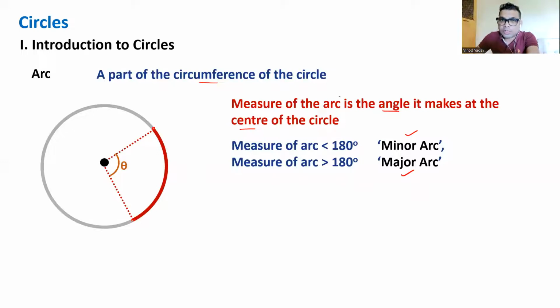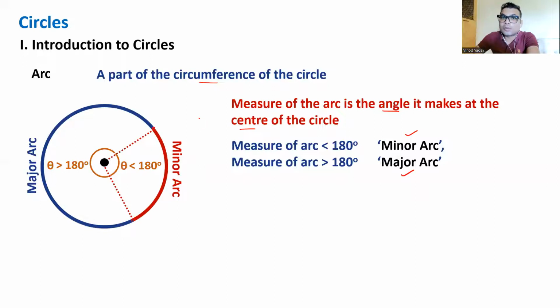So till now, what are we learning? We are learning all the individual members of the circle in detail. Then we will see all the other major properties. So this was minor, and this blue one is going to be major, because that angle is more than 180. We also call it, remember, a reflex angle.